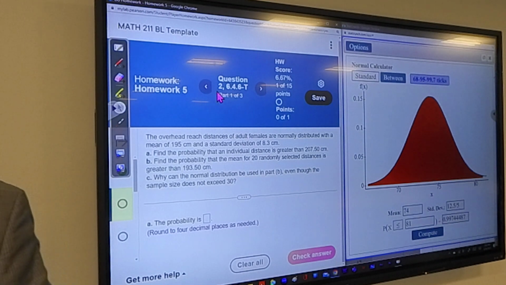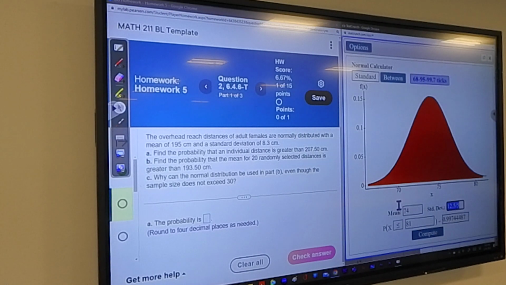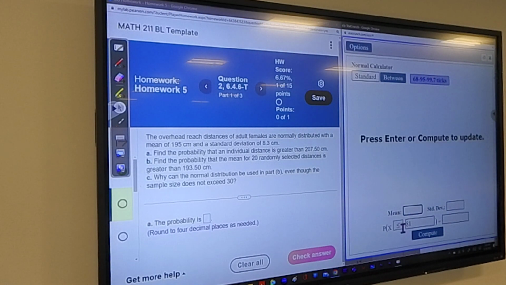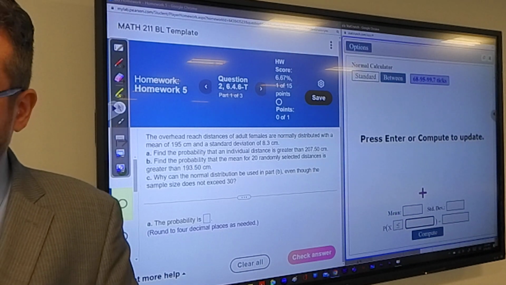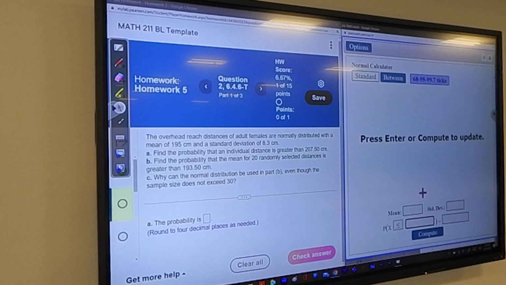I always thought this question was worded in a very silly way, and I still go back and forth about what they mean. I'm pretty sure that what they mean here is that adult females stick their arm up over their head, and then how tall can they reach? Normally distributed, just like heights are, no shock. And the mean is 195 with a standard deviation of 8.3.